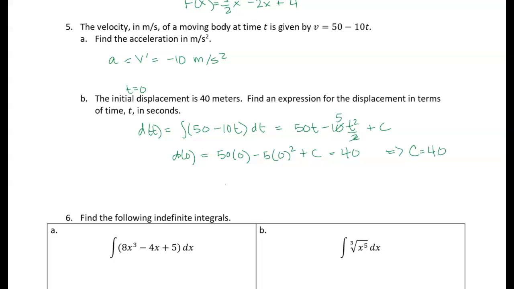And then, okay, so we can write our final equation then, since now we know c is equal to 40: minus 5t squared plus 50t plus 40. Okay, and that's our equation for the displacement.